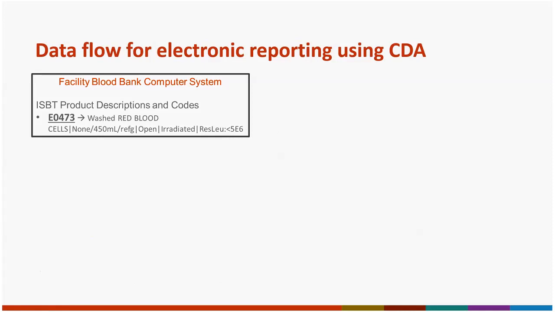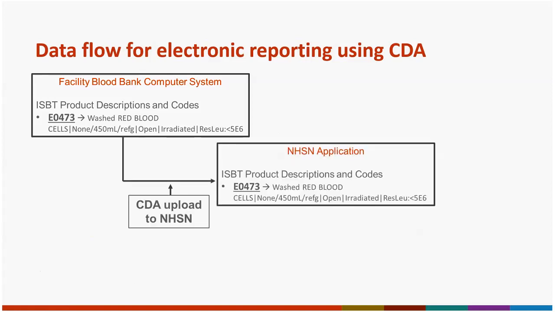I'll now walk briefly through the data flow for electronic reporting of the denominator form using CDA. The facility blood bank computer system contains ISBT product codes and descriptions on transfused products. The ISBT codes and descriptions are uploaded to the NHSN application through the facility's CDA.